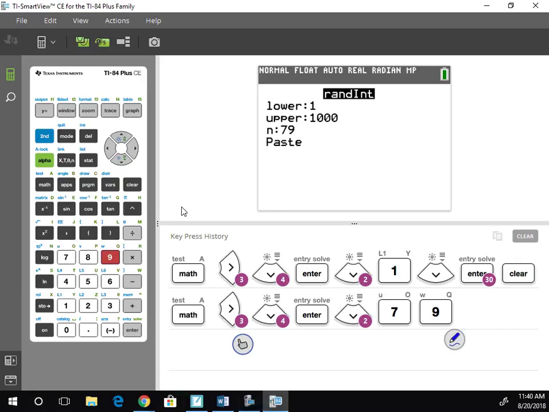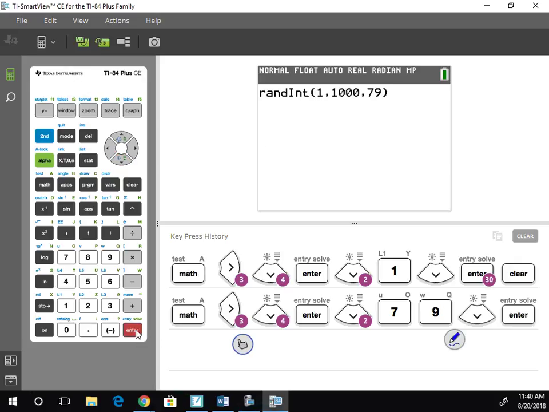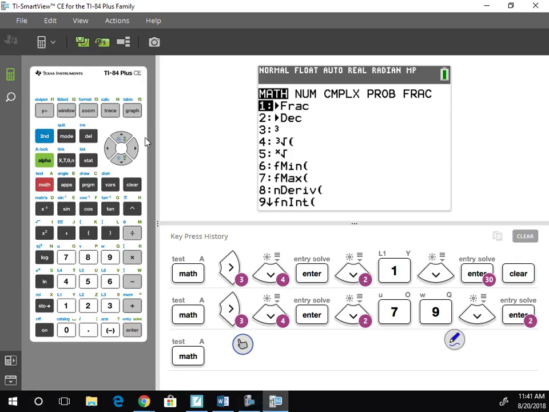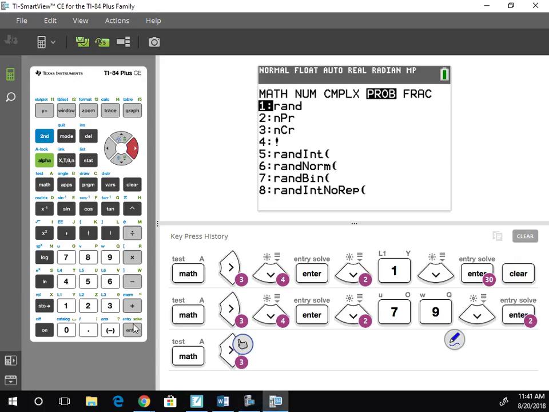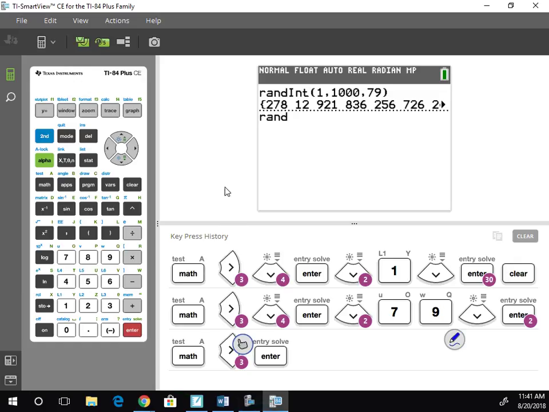for my n, or for my number of numbers I want to draw. So I want to draw 79 times, and I'm going to hit paste. And I'm going to hit enter. You see how they put all the numbers up here? And I can't scroll over to see them all. We don't want that to happen. Okay? In order to see all of our numbers, when we get to, oh flip, I must have clicked the wrong one.